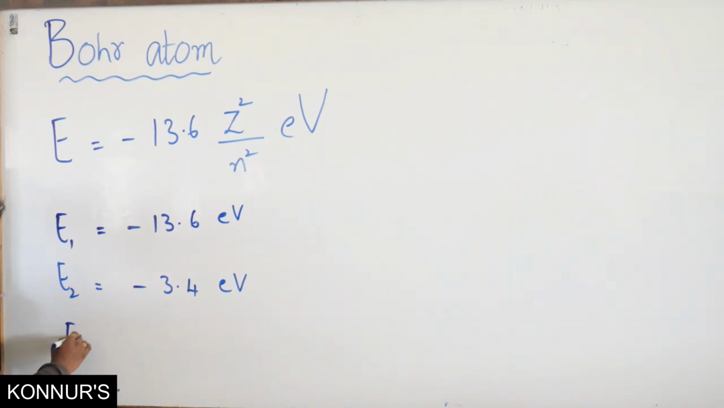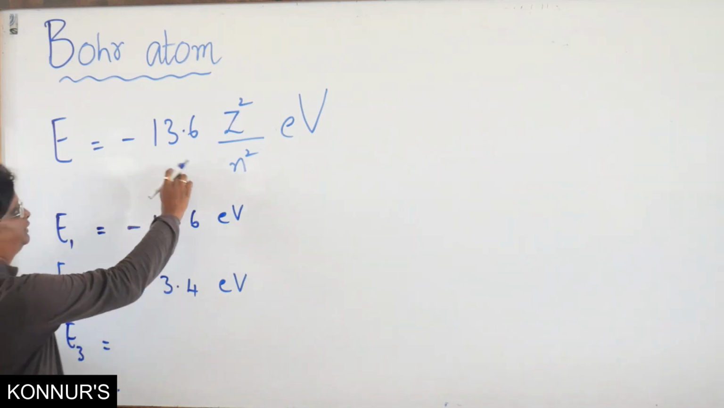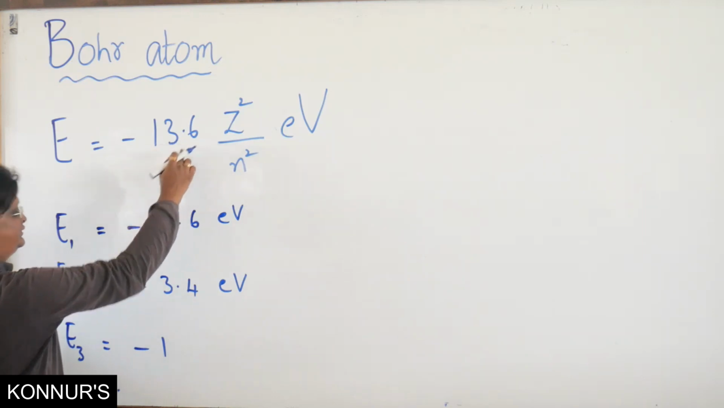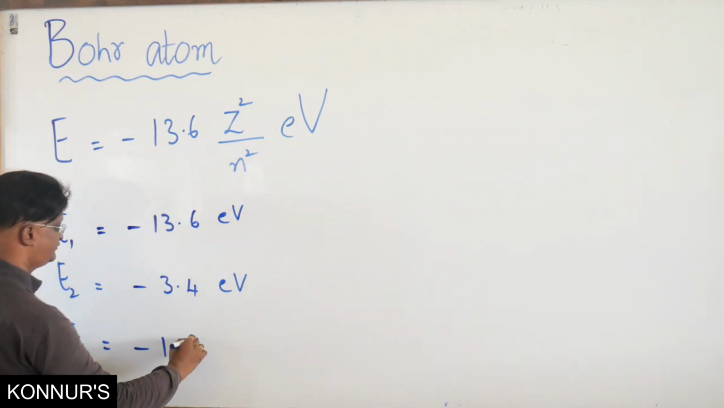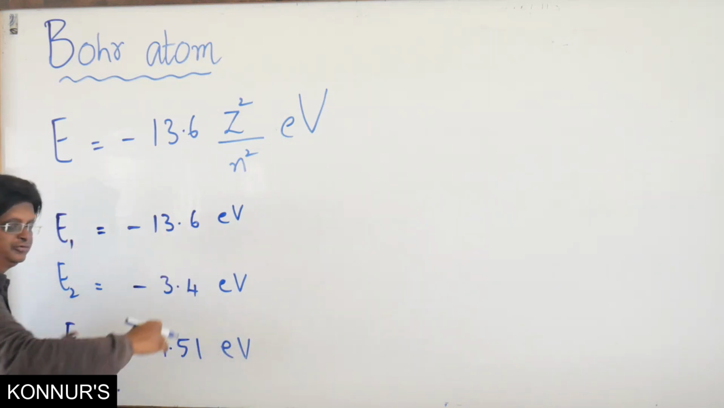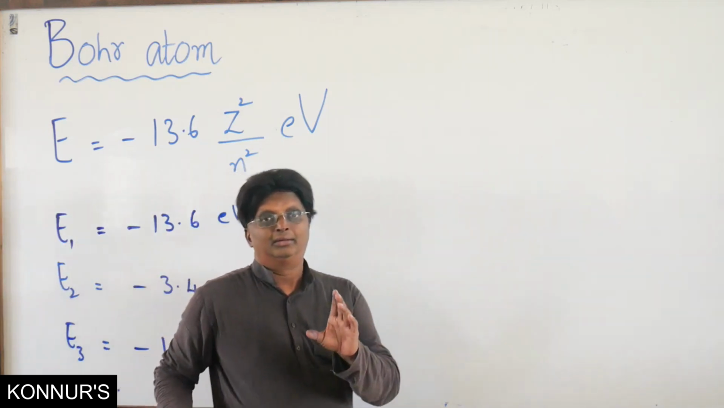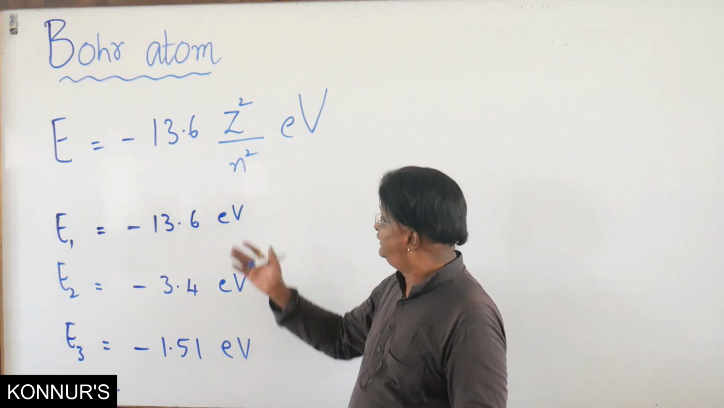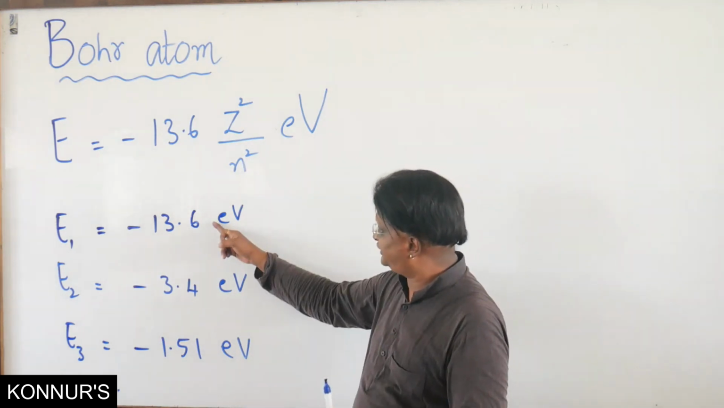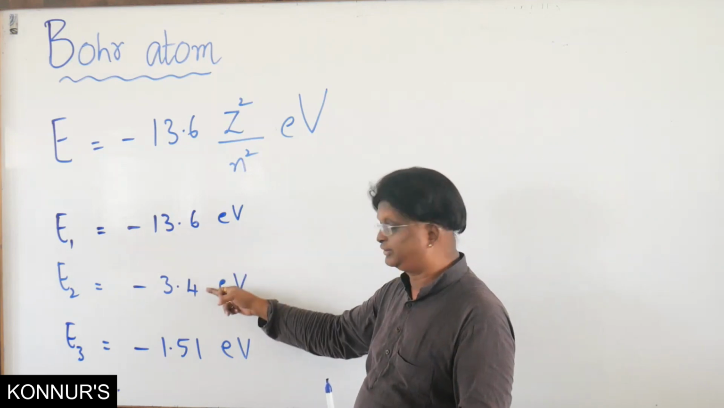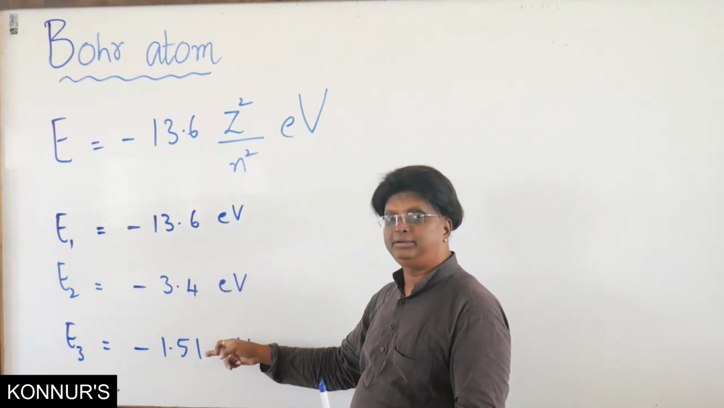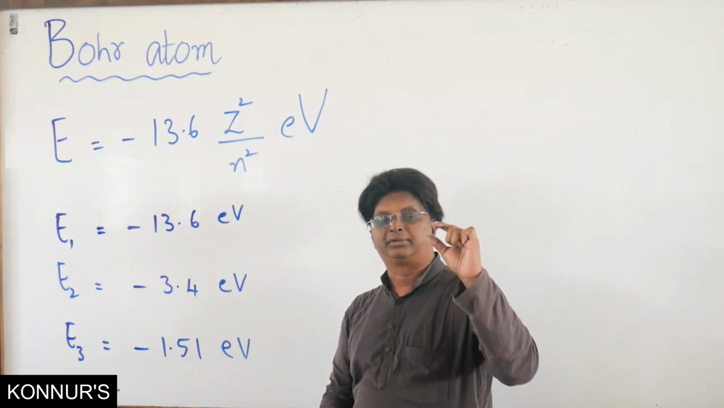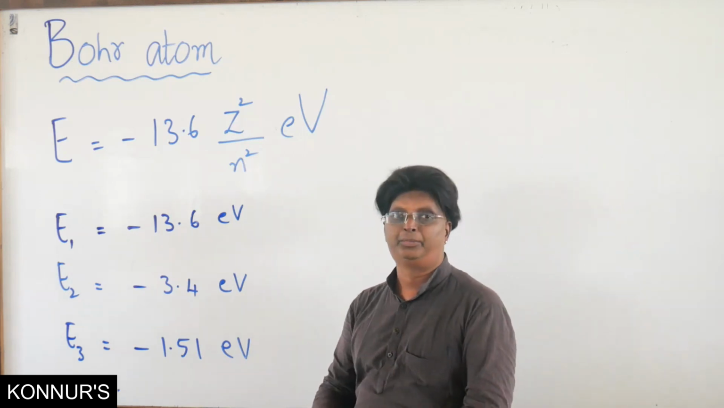Now similarly you will go on to numbers like E3, it will be 13.6 by 9, 9 ones are 9, 9 fours are 36, therefore it will be minus 1.51 electron volt and so on. And looking at these numbers, remember the energy difference between first and second is huge as compared to second and third. That energy difference is gradually decreasing in the case of a Bohr atom.